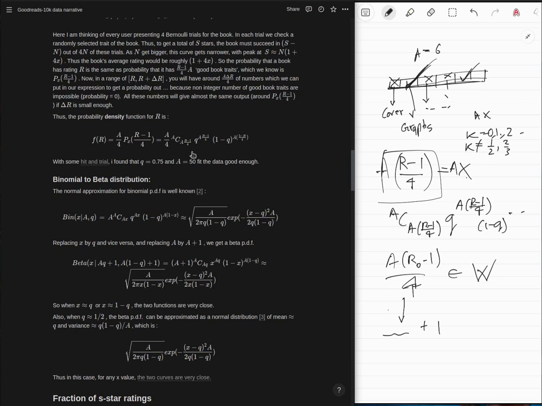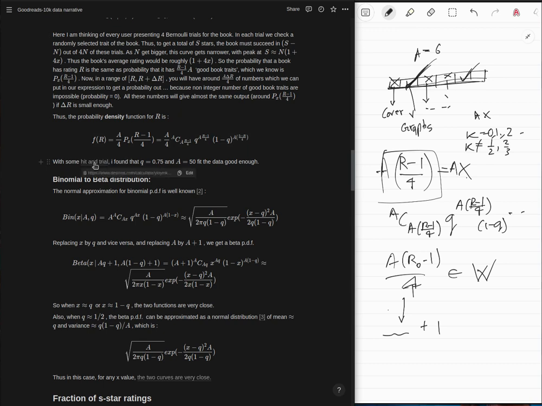Awesome. And with some hit and trial, oh, and by the way, this is in fact the expression we are looking for. This is the probability that a randomly chosen book lies in the interval r comma r plus delta r, where r is the rating. This is exactly what we have been looking for, the probability distribution function, or probability density function in this case, for r, right? And so with some hit and trial, I found that q equal to 0.75 and a equal to 50 fit the data good enough.